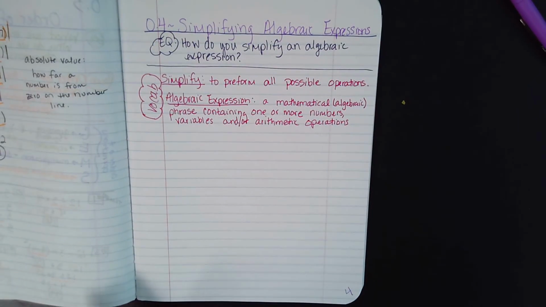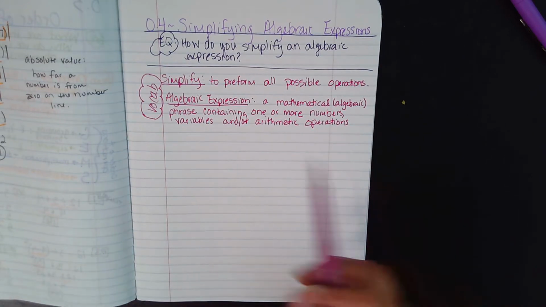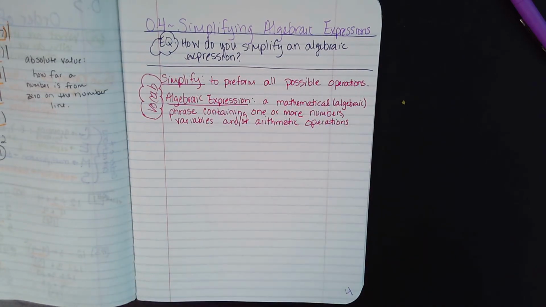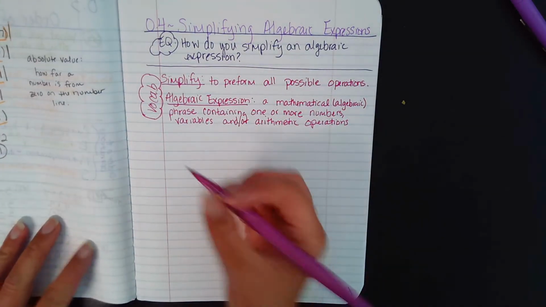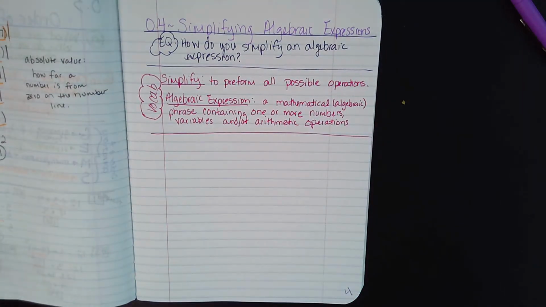So essentially what we're going to be learning to do today, or reviewing to do today, is how to perform all possible operations when we're given a mathematical phrase containing one or more numbers, variables, and or arithmetic operations. Okay, so there is my vocab.